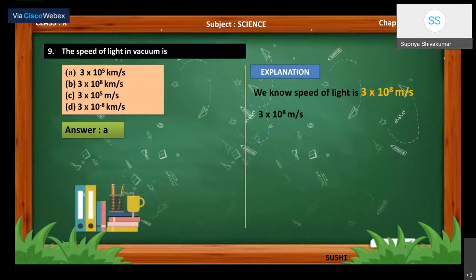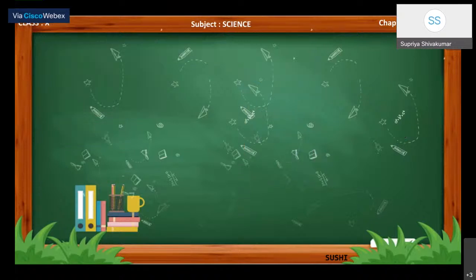We usually give 3 × 10⁸ meters per second. So when we split it, 3 × 10⁵ × 10³, I split it based on the power indices rule. So 1 kilometer is nothing but 10³ meters, and therefore it is expressed as 3 × 10⁵ kilometers per second. So therefore the answer is option A.